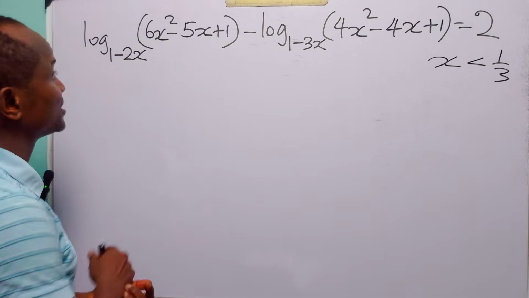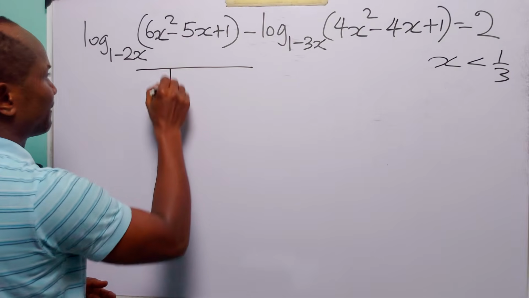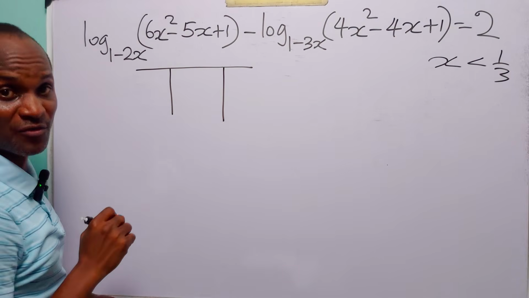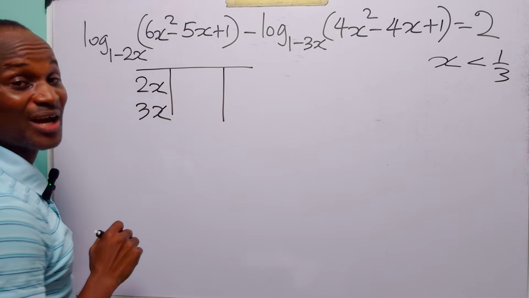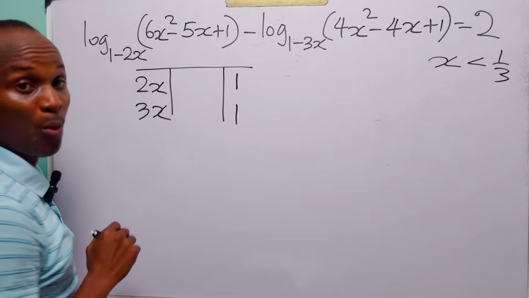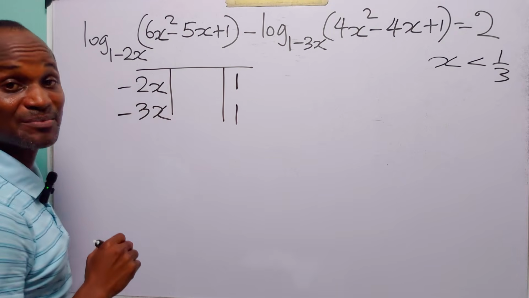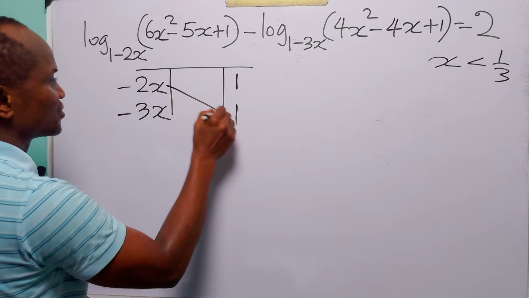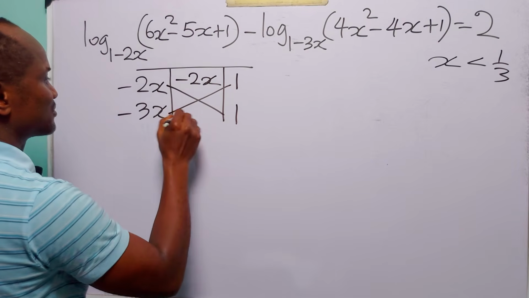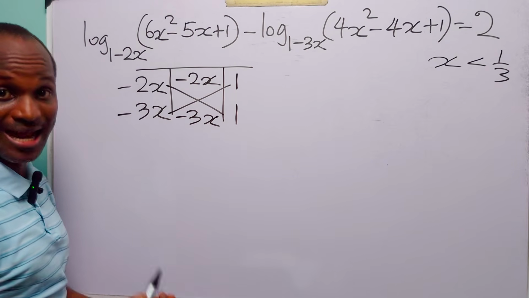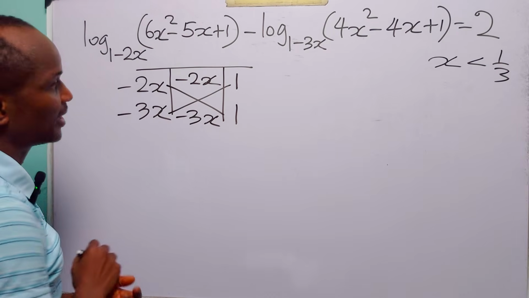Now, the next thing we are going to do is to factorize these two quadratic expressions. Let us use the table method. What are the factors of 6x squared? We have 2x and 3x. What are the factors of 1? We have 1 and 1. Now, since the middle term is negative, let this be minus 2x and let this be minus 3x. Of course, minus 2x times 1 is going to give us minus 2x, and minus 3x times 1 is going to give us minus 3x. And of course, minus 3x minus 2x is going to give us minus 5x.